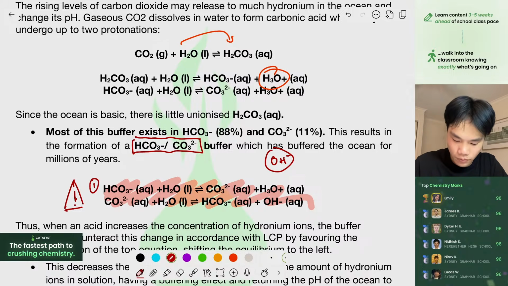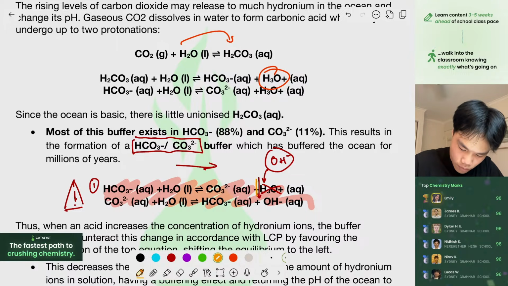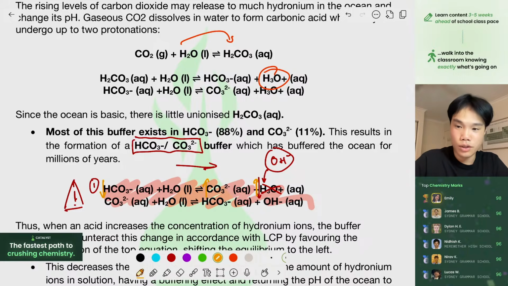How would that be different? If you're adding hydroxide, the hydroxide would instead react with the hydronium, which means you now have less hydronium, and this equation would now shift to the right to replace the hydronium and consume some bicarbonate. So it depends on which equation you're using to explain which either acidic or basic change. Hope that makes sense.